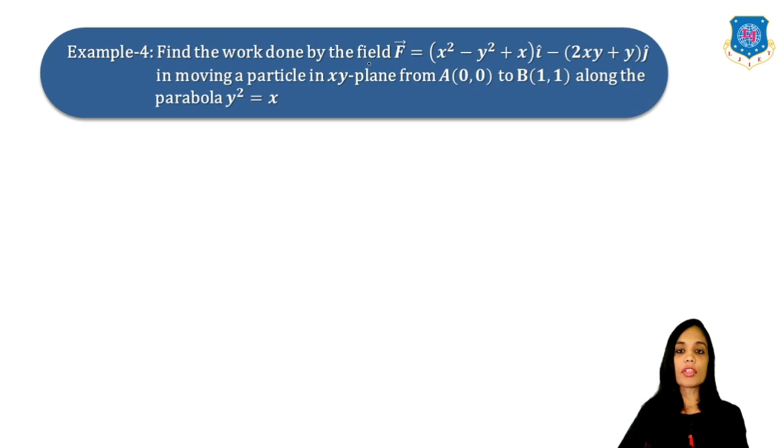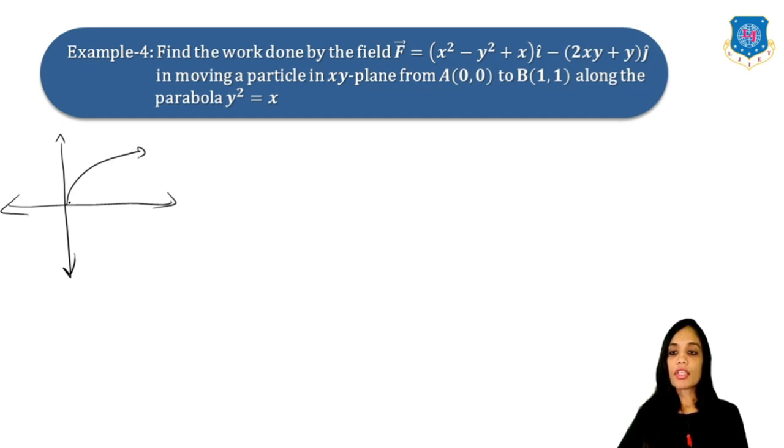We have to find the work done by the field F in the moving particle in xy plane from A(0,0) to B(1,1) along the parabola y square is equals to x. So let us draw the parabola y square is equals to x. So it will come in this direction. x is equals to y square. Now your points are from 0, 0. So this is A(0,0) to B(1,1). Fine. So this is your curve AB along which we have to find our work done.